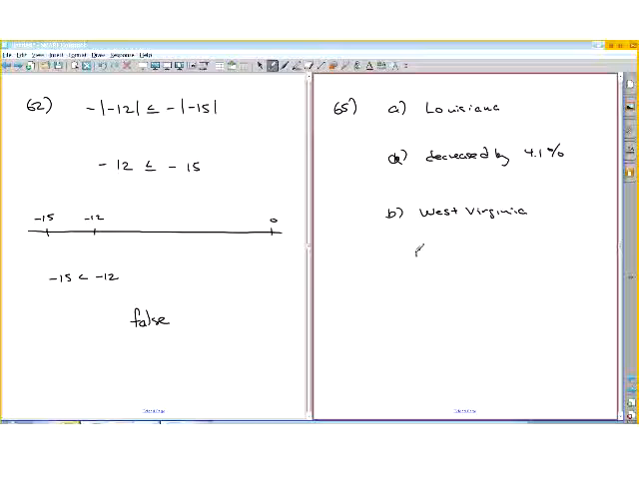And the second part, what was this change? It increased because it was positive. It increased by 0.6%. Was it an increase or decrease? Well, I just said that. It increased. Okay, that's it.